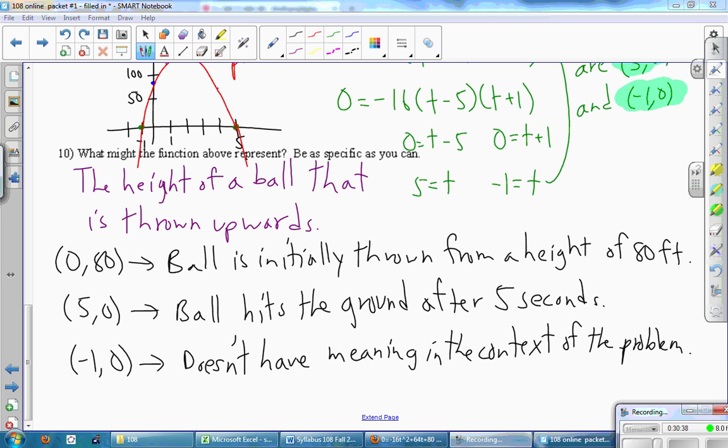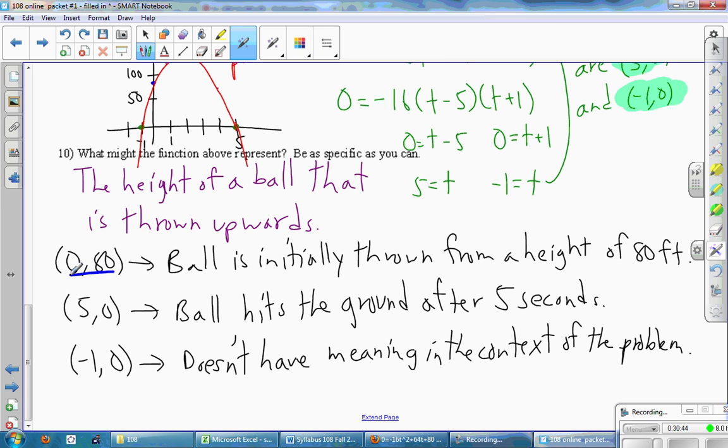Okay, so I've written my contextual answers here. The point (0, 80) says that the ball is initially, the time t equals 0 part, initially thrown from a height of 80 feet. So maybe you're standing on top of a building that's 80 feet tall. (5, 0) says the ball hits the ground because it is 0 feet off of the ground. Ball hits the ground after 5 seconds.